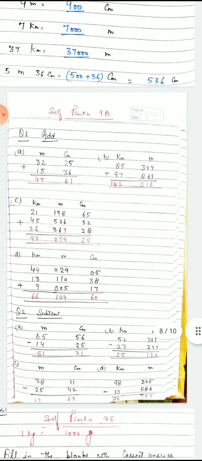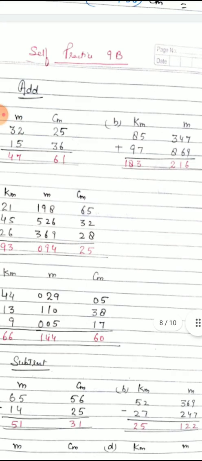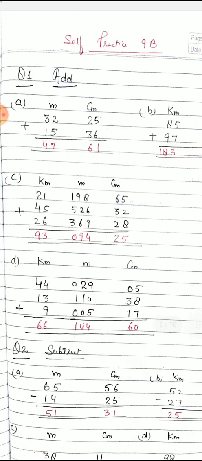Simple addition of numbers. Here 32 meters 25 centimeter and the other number is 15 meter 36 centimeter. It is very simple beta. Add the numbers in a very easy way. 5 plus 6, you know very well, 11. 1 carry, 3 plus 2, 5, plus 1, 6. 5 plus 2, 7. 3 plus 1, 4.